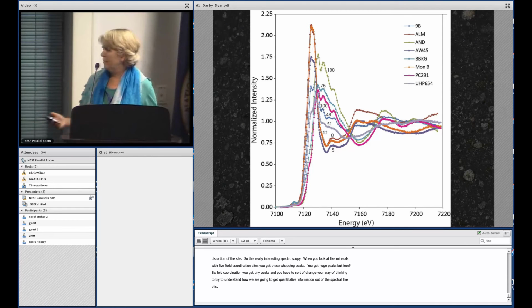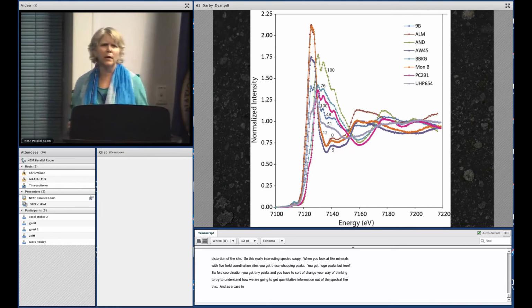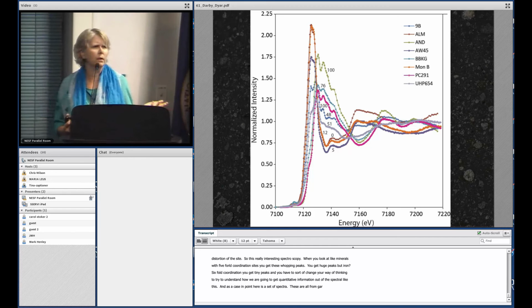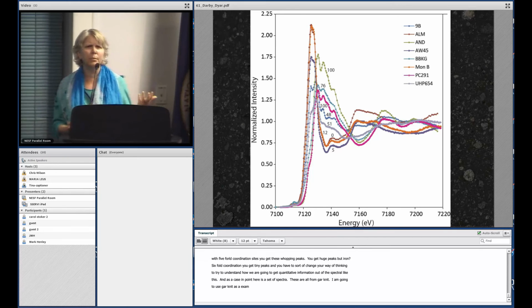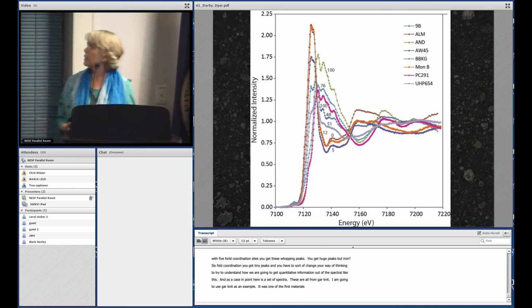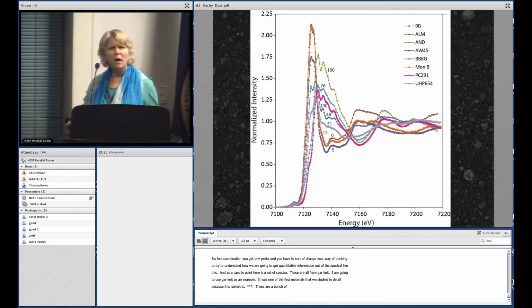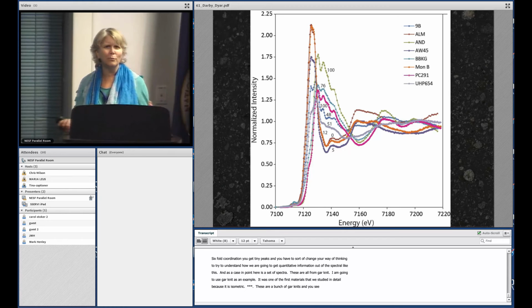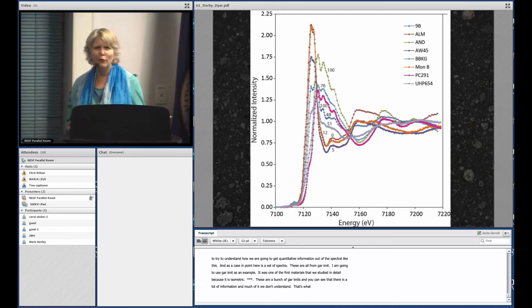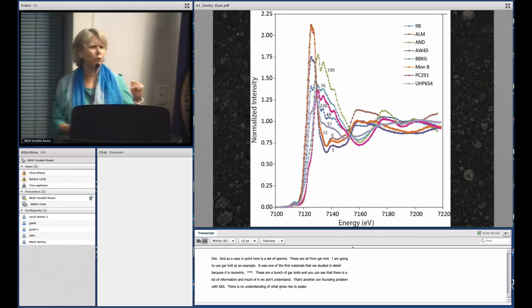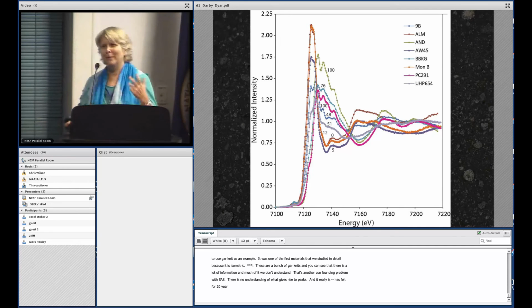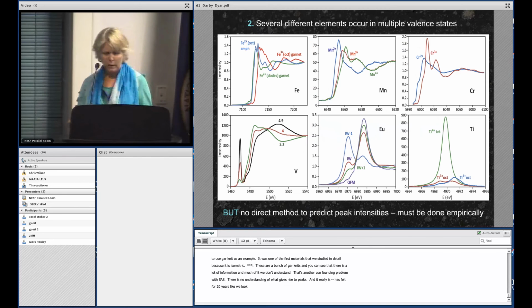And as a case in point, here is a set of spectra. These are all from garnet. I'm going to use garnet as an example, even though it's not relevant to planetary. It was one of the first materials that we studied in detail because it's isometric. It doesn't have any preferred orientation. So these are a bunch of garnets with varying ferric-ferrous ratios. And you can see that there's a lot of information in an X-ray absorption spectrum, and much of it we don't understand. That's another confounding problem with XAS. There is no good theoretical understanding of what gives rise to which peaks. So we have to do everything empirically. And it really has felt for 20 years like we're seeing through a glass darkly, until about the last couple of years when we started to understand how to deal with these.